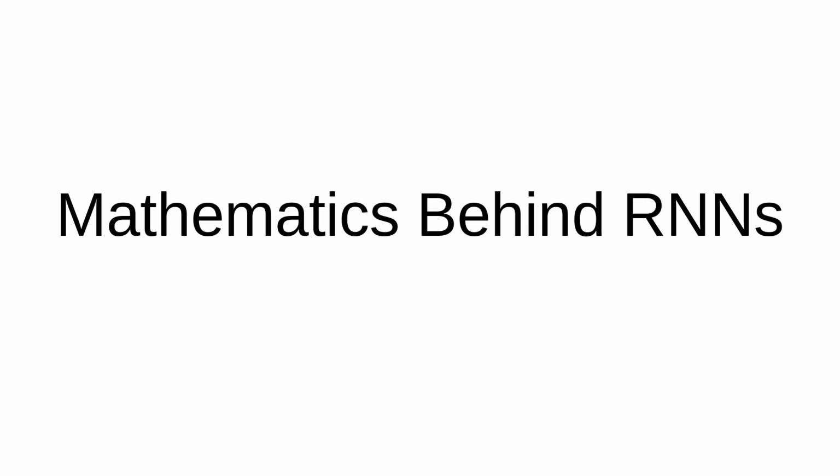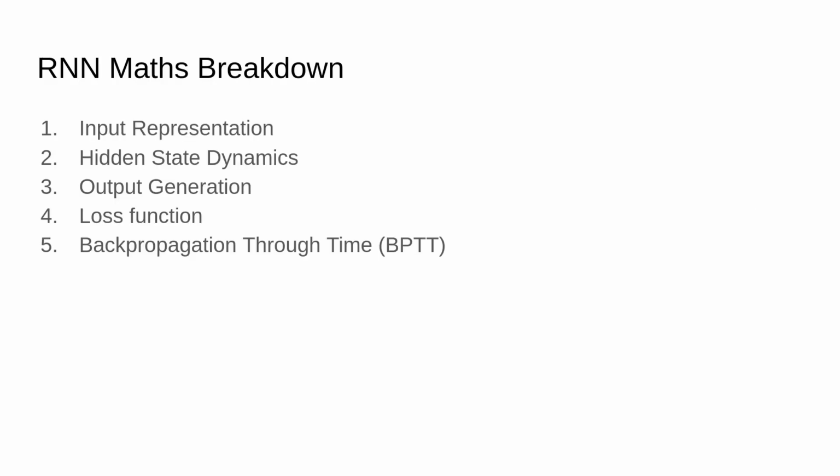Okay, now let's break down the maths behind RNNs. To understand the equations, we'll cover these key concepts. Input representation, meaning how we feed data into the network. Hidden state dynamics, meaning the core of the RNN's memory. Output generation, how the network produces results. Loss function, measuring the network's errors. And backpropagation through time, or BPTT, the algorithm for training.